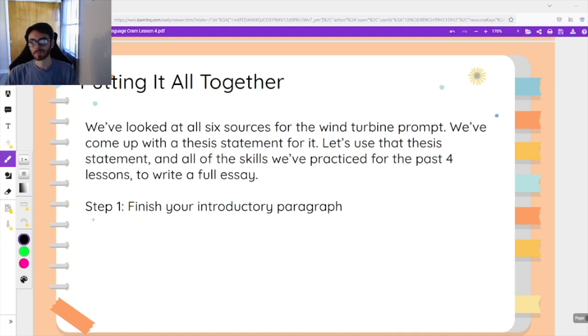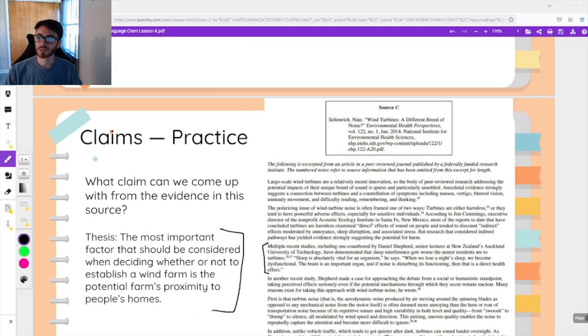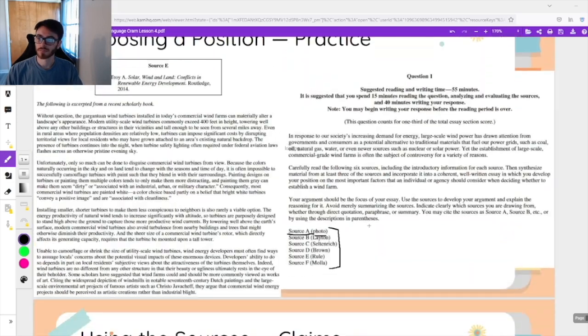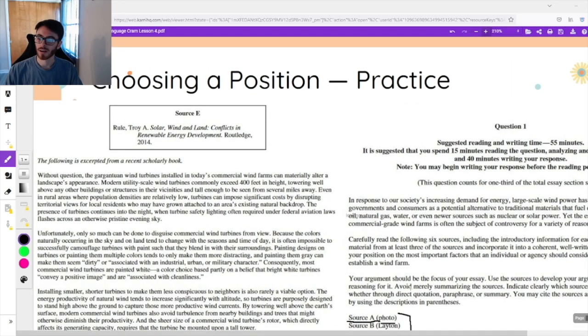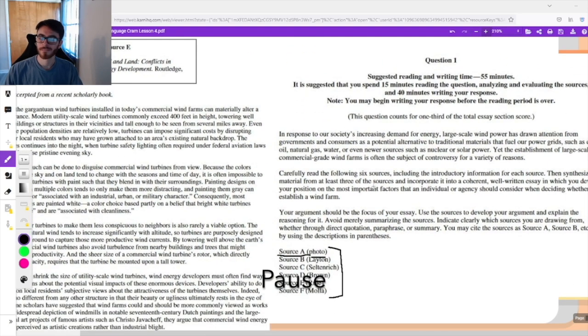So, step one, finish your introductory paragraph. We have our thesis statement. We need the first part now, right? That first part is introducing the topic. I will scroll up to the prompt here. Maybe there's some information here that can help you in this prompt. But go ahead. Finish up your first paragraph, your introduction paragraph, and unpause when you're done.